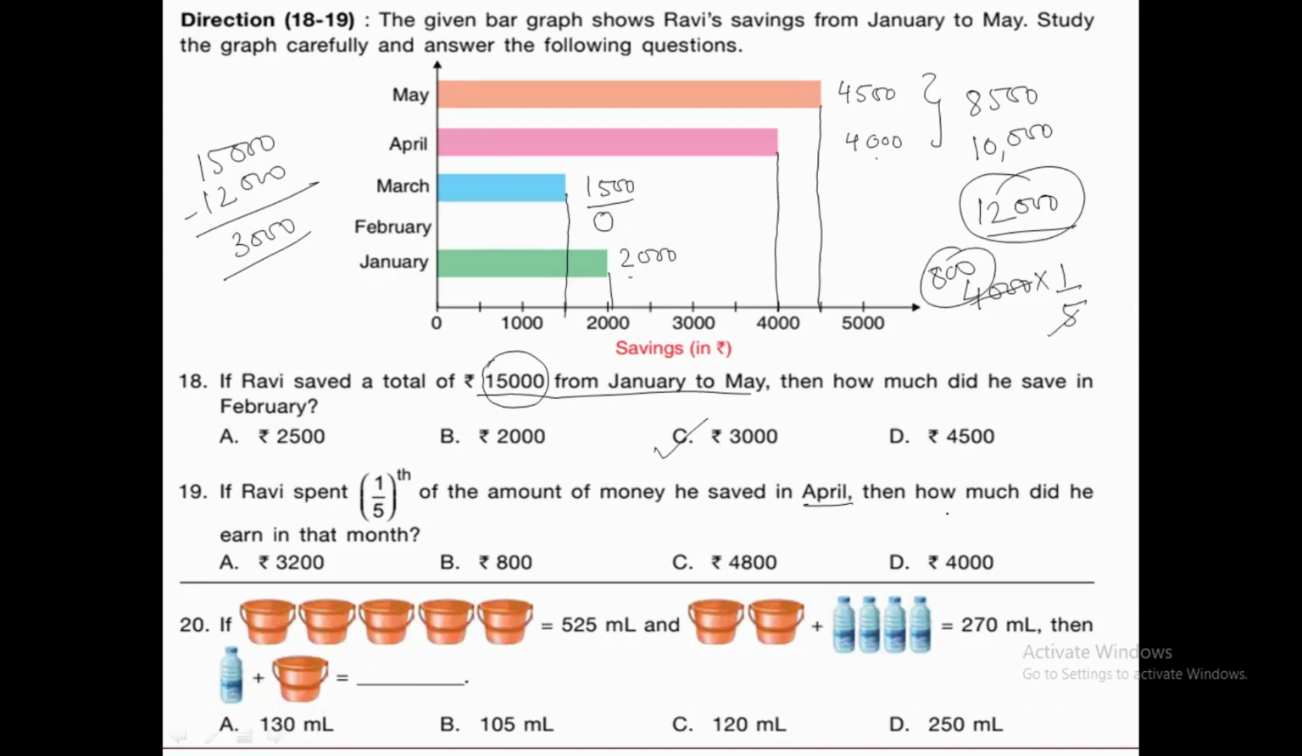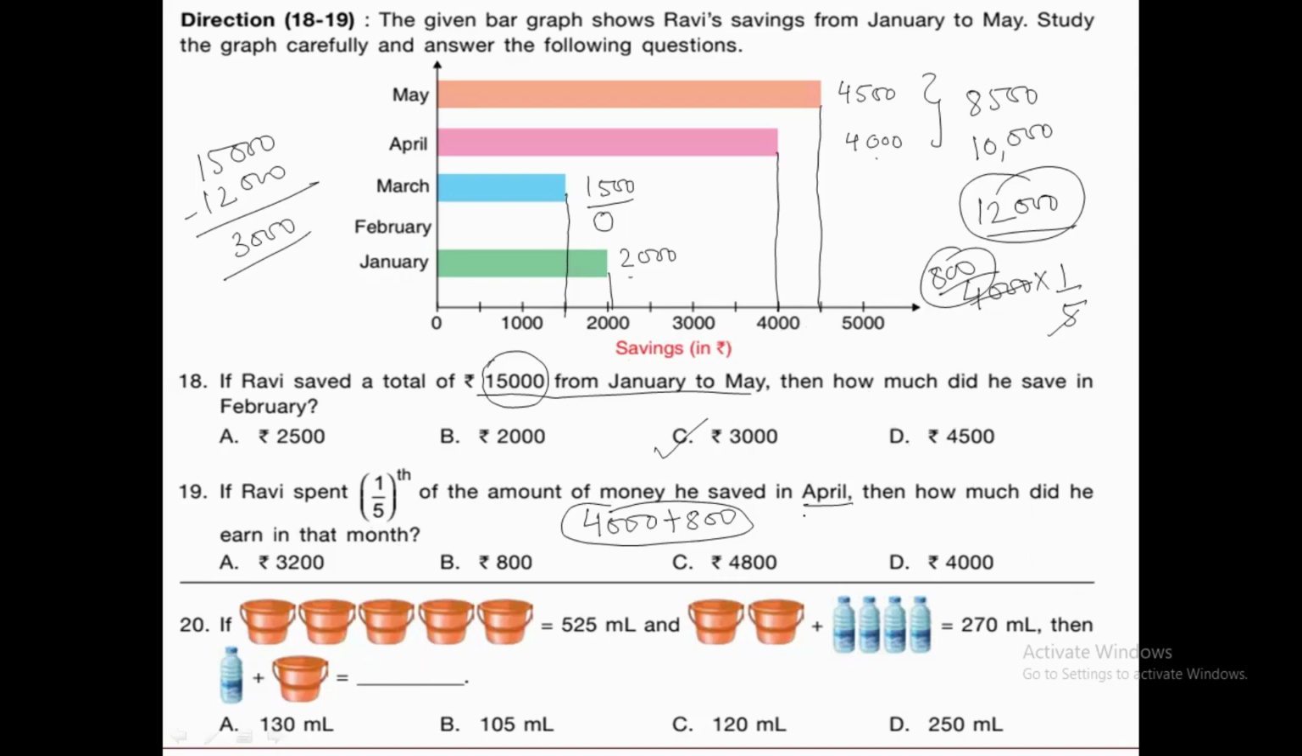okay, the question is asking how much did he earn in that month. Now Ravi spent 1/5 of the amount of the money he saved in April. So then how much did he earn in that month? The savings are already given over here, and we have to find 1/5 of that. So that will be 800. Okay, so if we add the savings with the amount that he already spent, we will get that total, that much amount he earned that month.